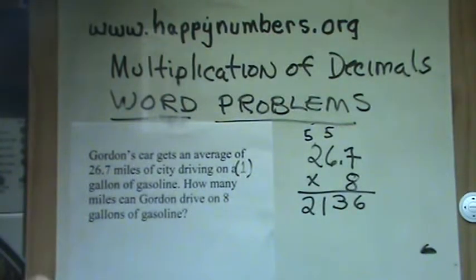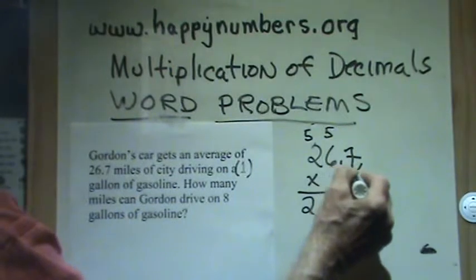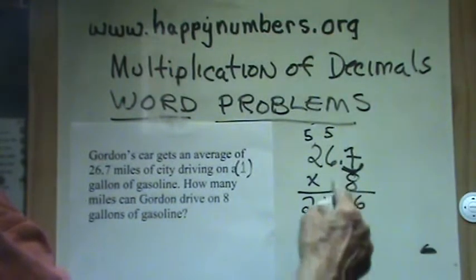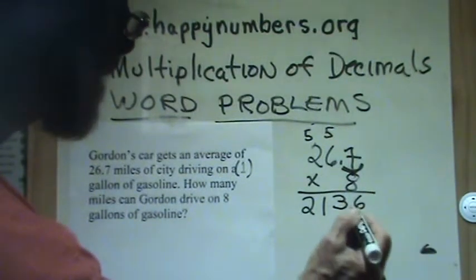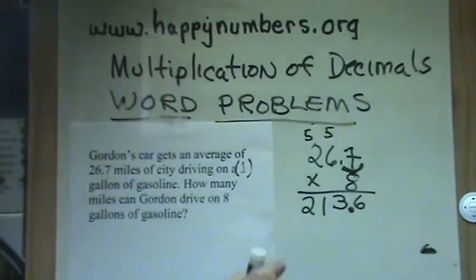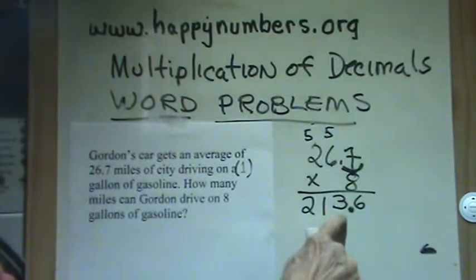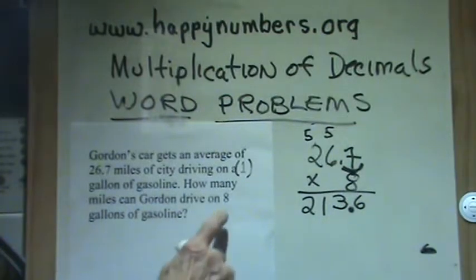Now I count my decimal places in my answer. In my problem, I have 1 here. I don't have any decimal here. So the total decimal places is 1. So I come over 1. So Gordon can drive 213 6/10 miles on 8 gallons of gasoline. Excellent. Okay, I'm going to put the last one up for you.